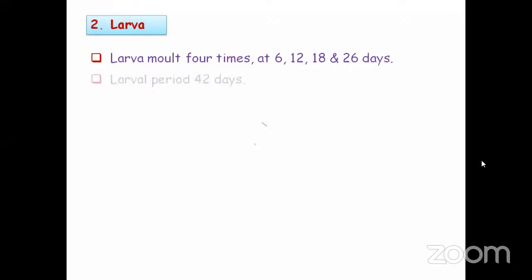Then the larva. Larval molt means they shed or cast their skin up to 4 times. The first molt is after 6 days, the second after 12 days, the third after 18 days, and the fourth after 26 days. Likewise they undergo 4 molts. Then the larval period is up to 42 days.